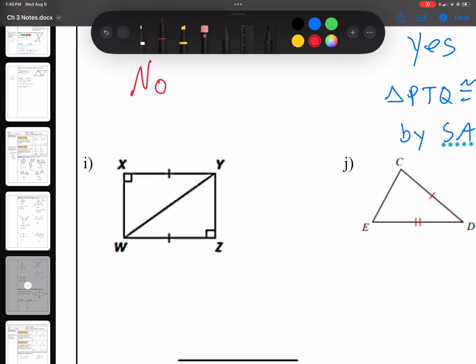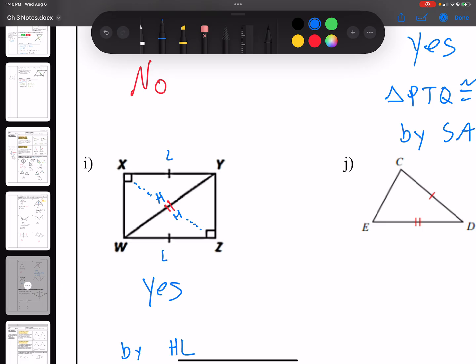These two triangles share a side. I can mark that side as congruent because it's a part of both triangles. Also, that is the hypotenuse of both of those right triangles. The hypotenuse is the side across from the right angle. I also have an equal leg. So yes, those triangles are congruent by HL.